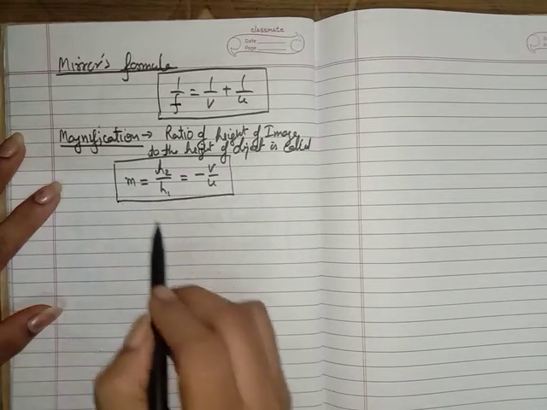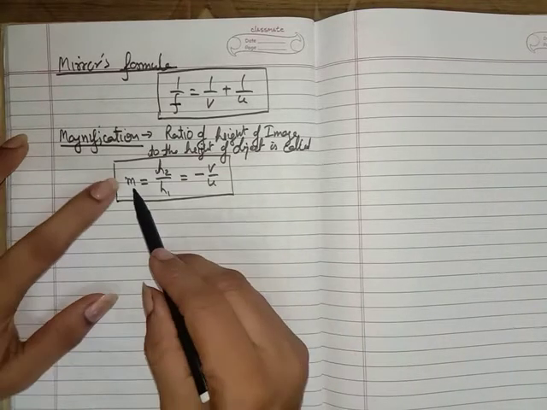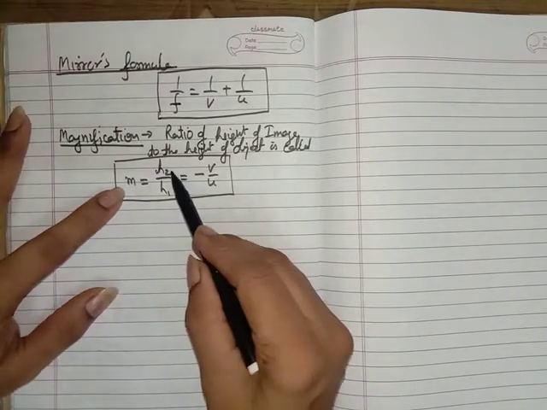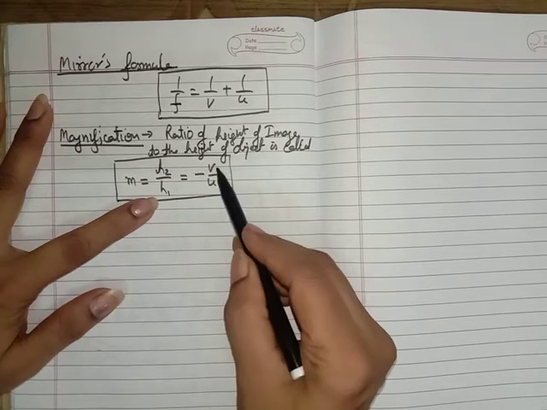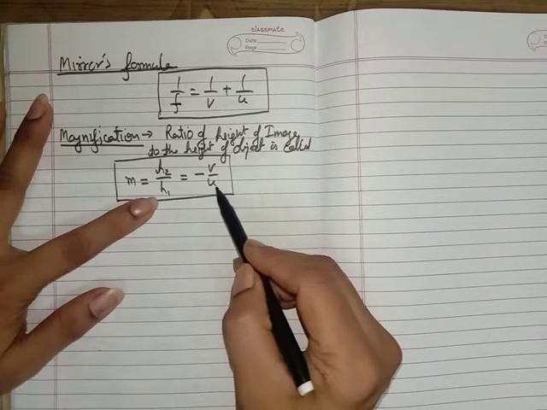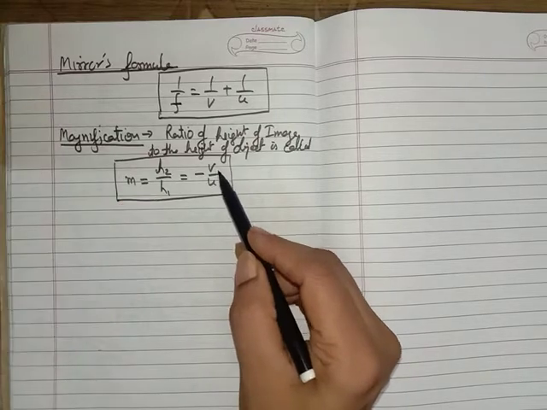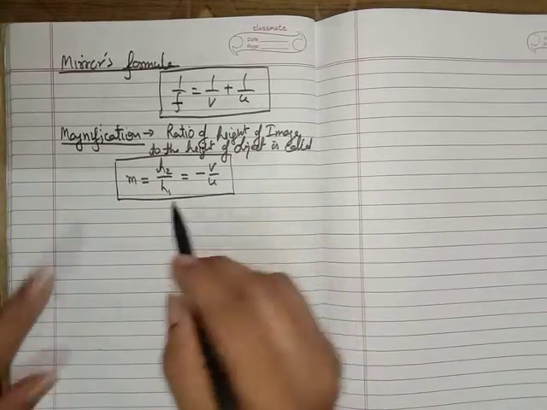If you write the formula of magnification, you should also write that M is the magnification, H2 is the height of the image, and H1 is the height of the object. U is the distance of the object from the mirror and V is the distance of the image from the mirror. So this is the magnification.